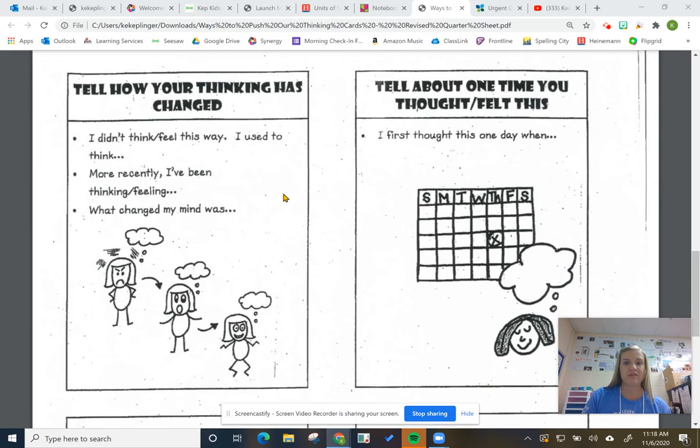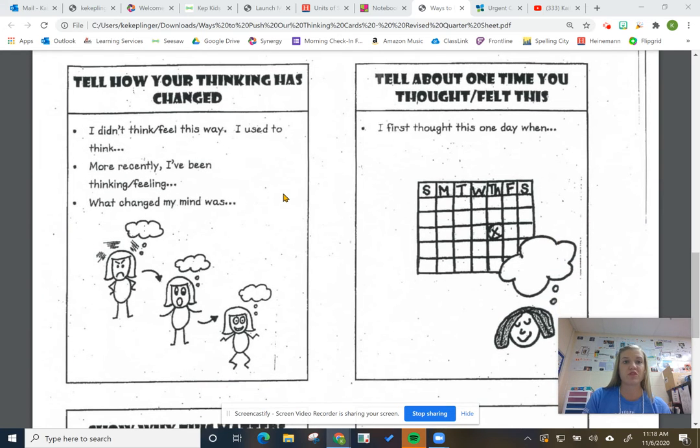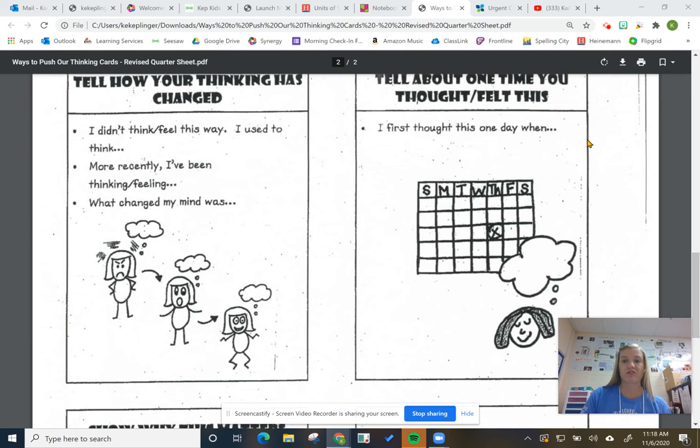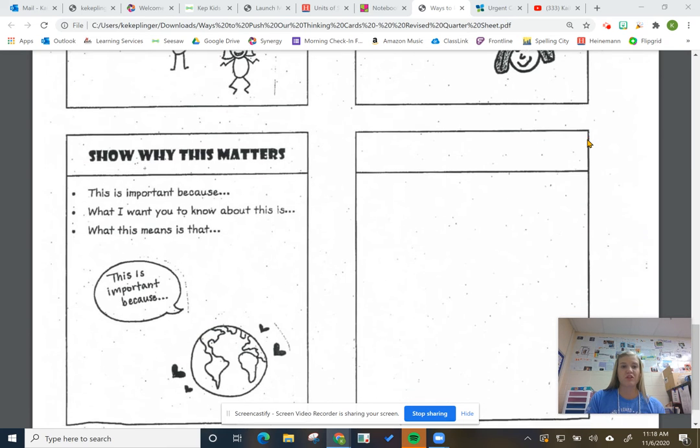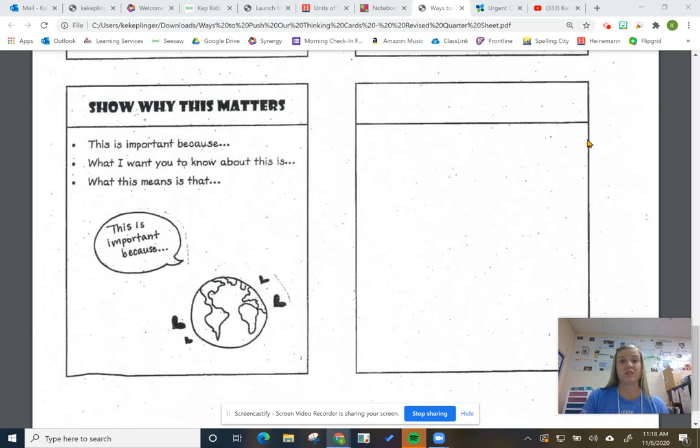And we have even more ideas down here. So you can tell how your thinking has changed over time. This is something you can work into the beginning, the middle, or the end of your story. You can tell about one time you thought or felt this, or you can really show why this matters to you. And this is important for all kinds of genres, but especially if you chose to write an opinion piece. So you need to make sure you're emphasizing what this means to you and why this matters in the world.